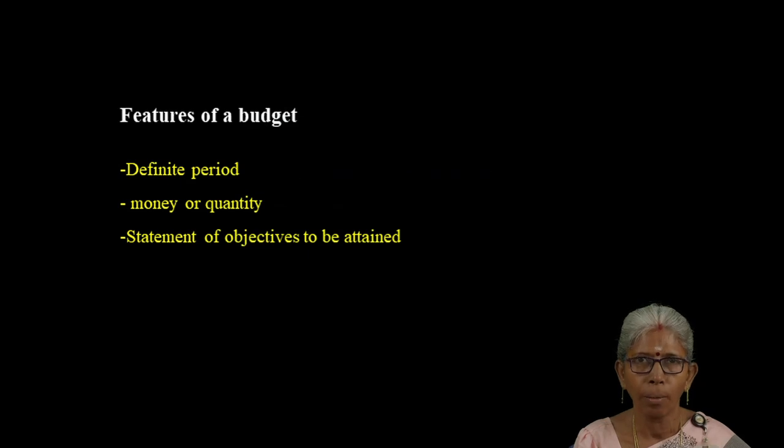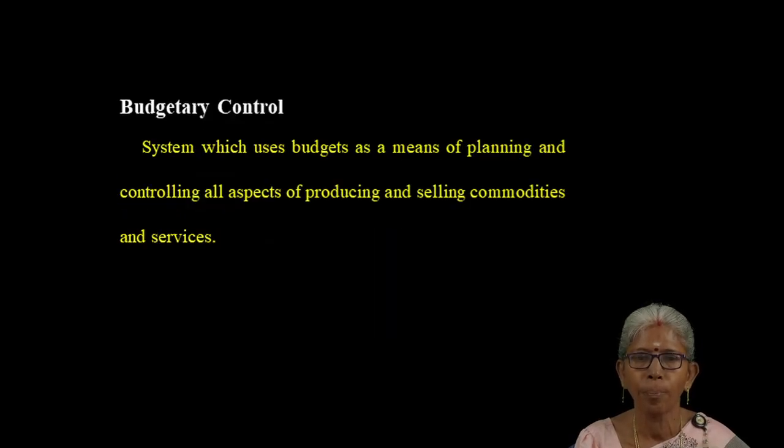From the meaning, we can derive the features of a budget. It is always prepared for a definite period. It is expressed in money or quantity. A budget is a statement of objectives to be achieved in the near future.